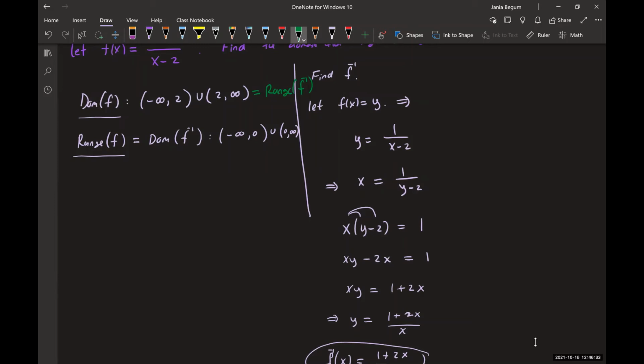Yeah, good point. So pretty much the takeaway is your domain of the original function is the range of the inverse, and the range of f is the domain of the inverse. That's how we relate f with its inverse formula. Okay, and also remember how to evaluate an inverse function because we did that too. So any other questions?